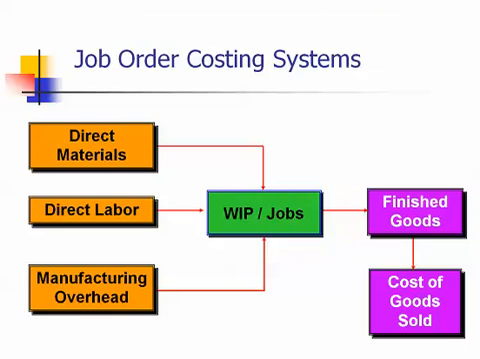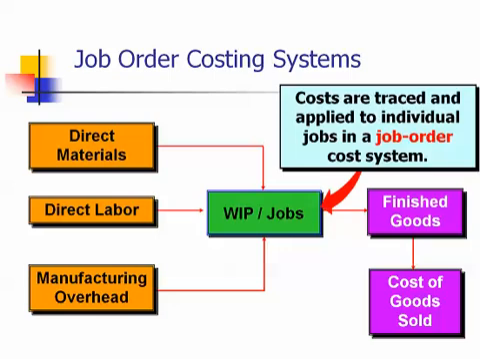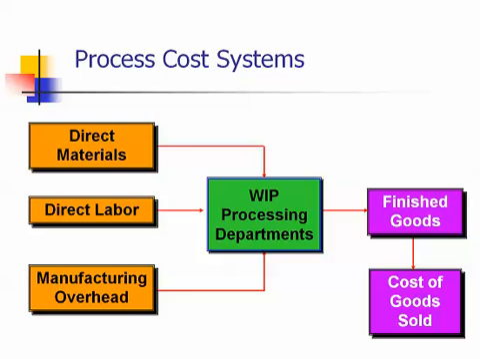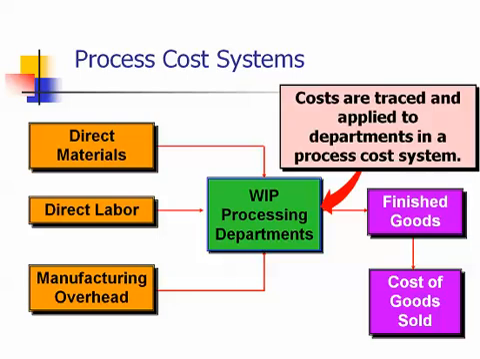Job order cost systems trace and apply manufacturing costs to jobs. One work in process account is often used to accumulate the cost for all jobs, and individual job cost sheets serve as a subsidiary ledger as a way to track costs for each job. Process costing systems trace and apply manufacturing costs to departments rather than jobs, and a separate work in process account is maintained for each processing department.